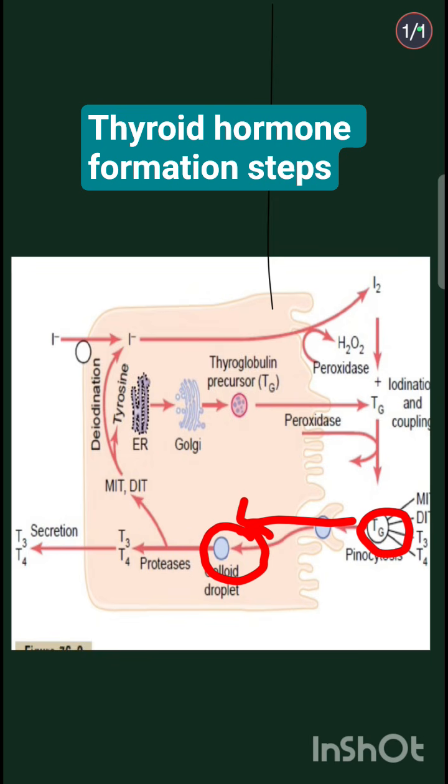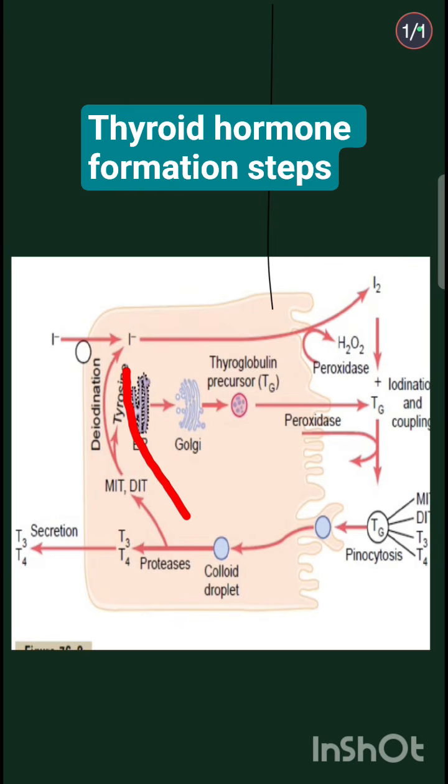And MIT and DIT do not enter into the capillary blood. They are deiodinated by the deiodinase enzyme and converted into iodide, which is recycled. So in this way, the thyroid hormones enter into the circulation. So these are the steps of thyroid hormone formation.